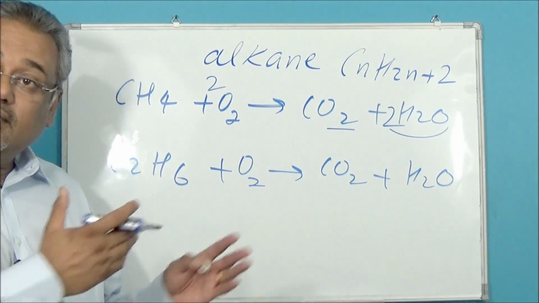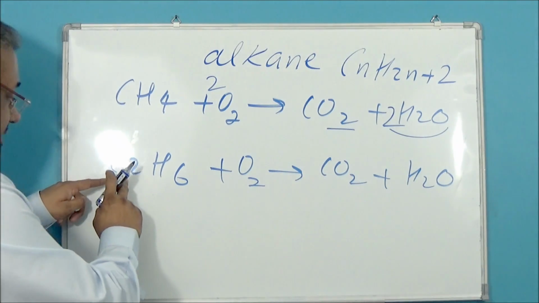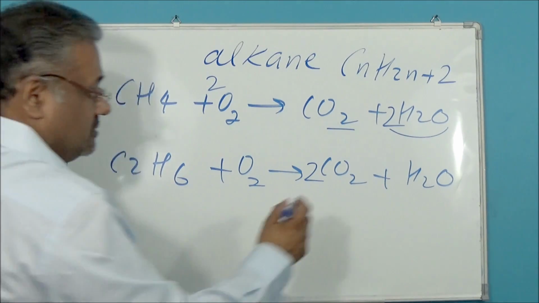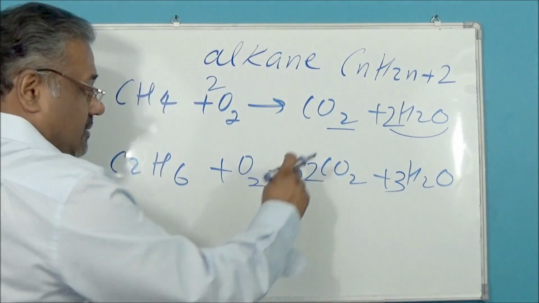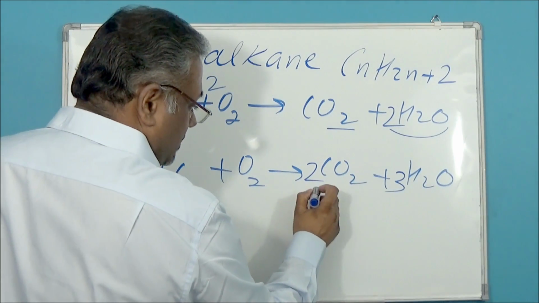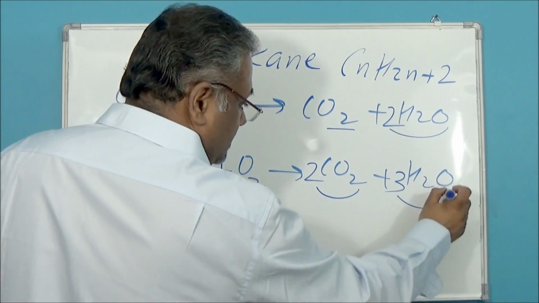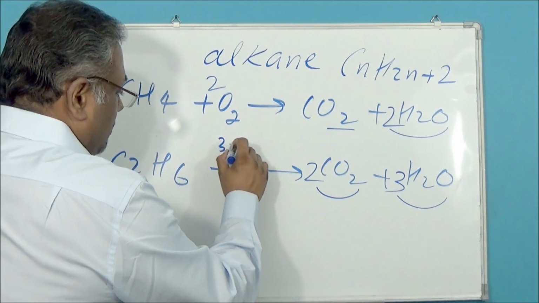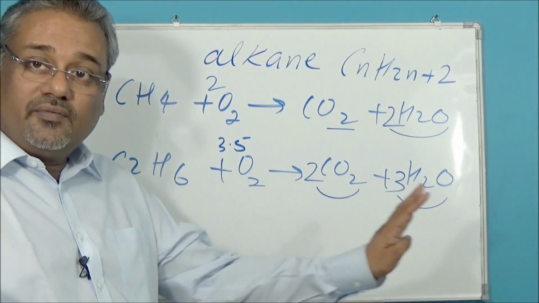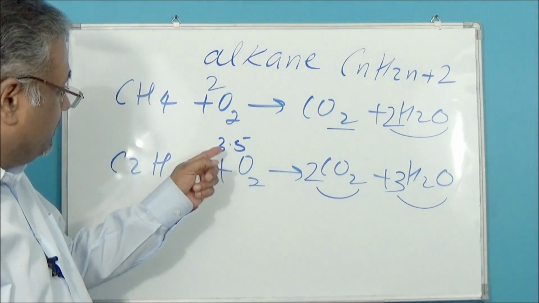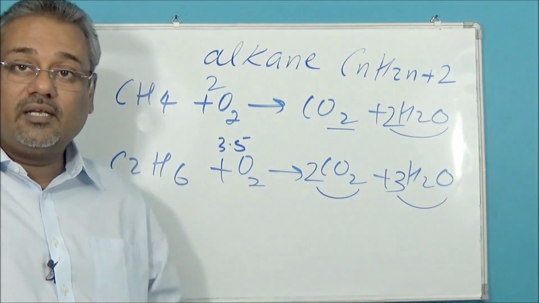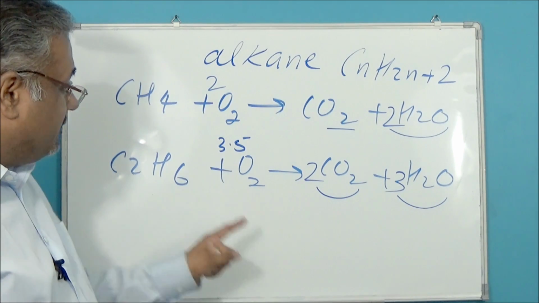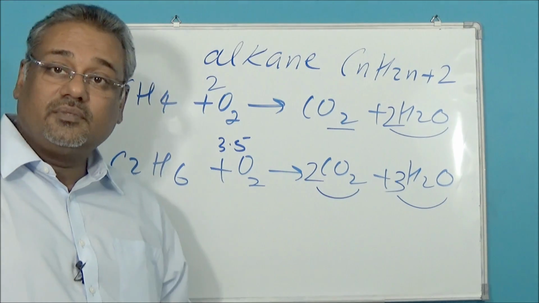Well, hopefully you tried. Let's have a look at these answers. Because I see 2 carbons, I'm going to put here 2. Because I see 6 hydrogens, I'm going to put here 3. Add up my oxygens on my right. I have 2 times 2, which is 4. 4 plus 3, 7. 7 divided by 2 is 3.5. This equation is perfectly fine, but in case you want to get rid of the decimal, just multiply the entire equation by 2. In that situation, this becomes 2, this becomes 7, this becomes 4, and that becomes 6.